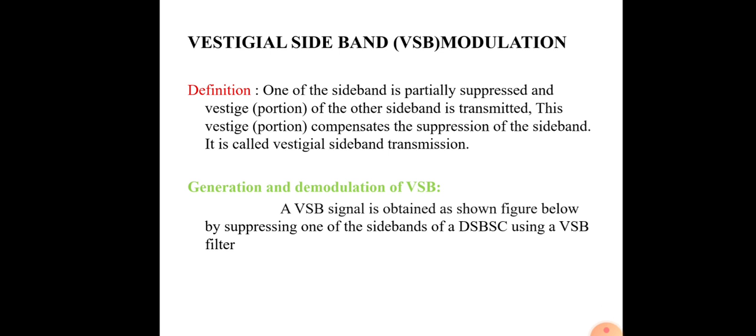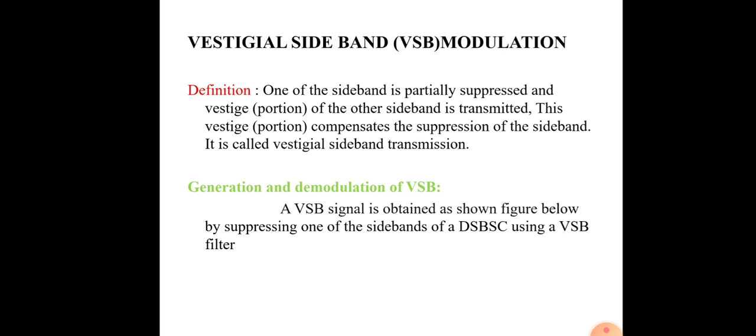VSBSC means vestigial sideband modulation. Here one sideband is partially suppressed and another one will be transmitted or received. There are two sidebands, and one sideband will be partially suppressed, and the other sideband is transmitted.